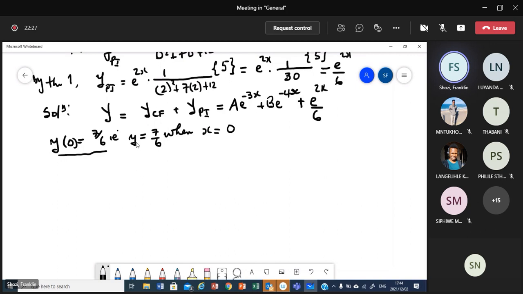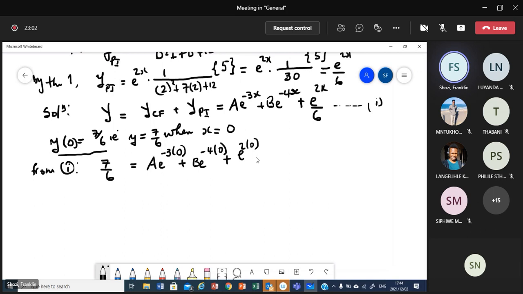Now, what are we given there? Let me label that equation as 1. We go back to 1 and use what we are given. There is my y, which is now 7 over 6. Therefore, 7 over 6 is equal to a e to the power minus 3 times 0 plus b e to the power minus 4 times 0 plus e to the power 2 times 0 over 6.